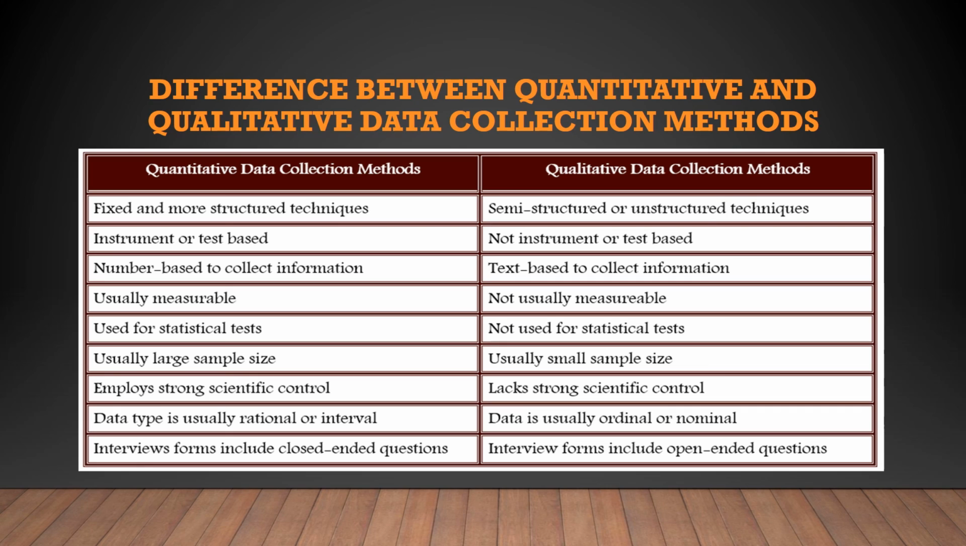In quantitative data, we employ strong scientific control, and the data type is usually ratio or interval, and interview forms include close-ended questionnaires. On the other hand, qualitative data collection lacks strong scientific control. The data is usually ordinal or nominal, and the interview forms include open-ended questions.